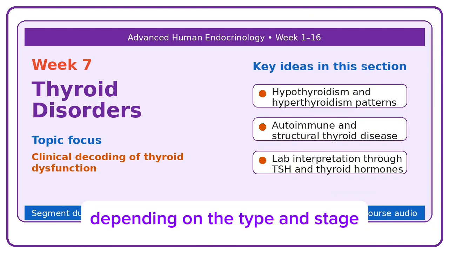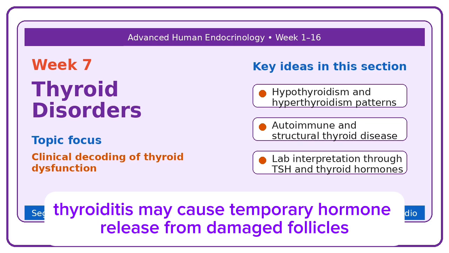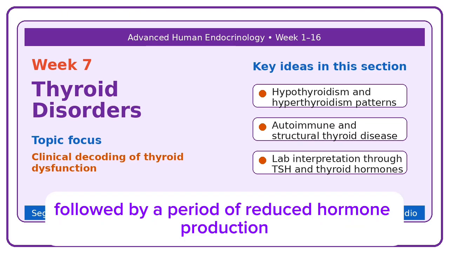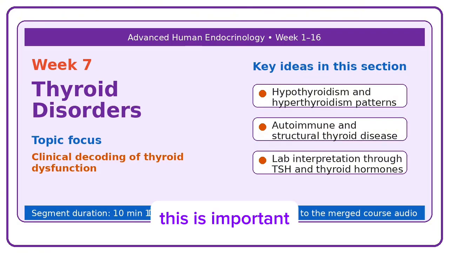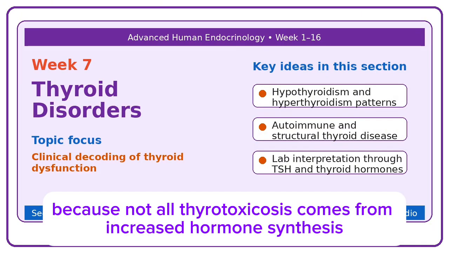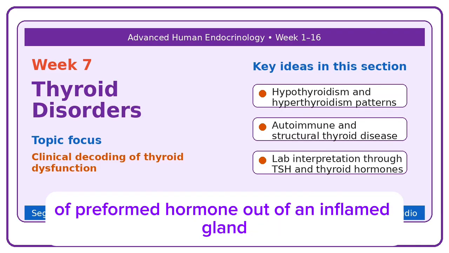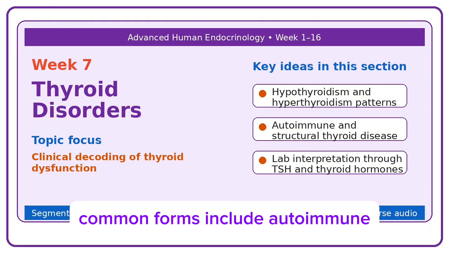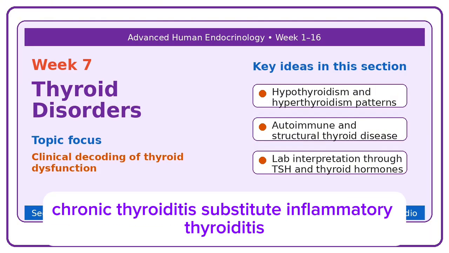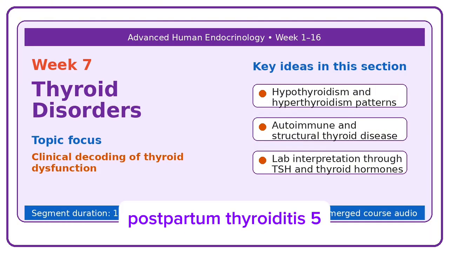Depending on the type and stage, thyroiditis may cause temporary hormone release from damaged follicles, followed by a period of reduced hormone production. This is important because not all thyrotoxicosis comes from increased hormone synthesis. Sometimes excess hormone in blood comes from leakage of preformed hormone out of an inflamed gland. Common forms include autoimmune chronic thyroiditis, subacute inflammatory thyroiditis, postpartum thyroiditis.